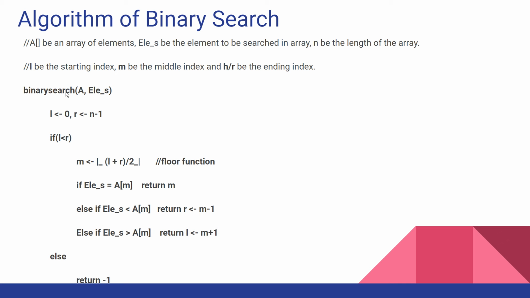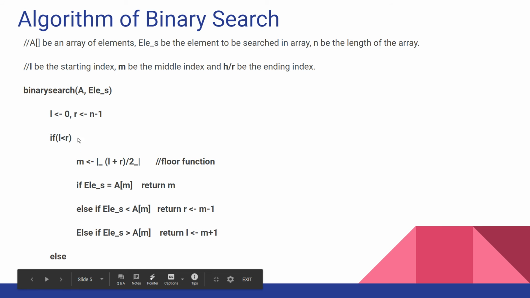So for the binary search algorithm, here this statement means I am defining a function which takes arguments A, that is the array of elements, and x, the element to be searched. In this function, firstly I am assigning 0 to L and n minus 1, that is the length of the list minus 1, to R, the rear index or the ending index, and L is the starting index. So here the condition is if L is less than R. This loop will work only if L is less than R.